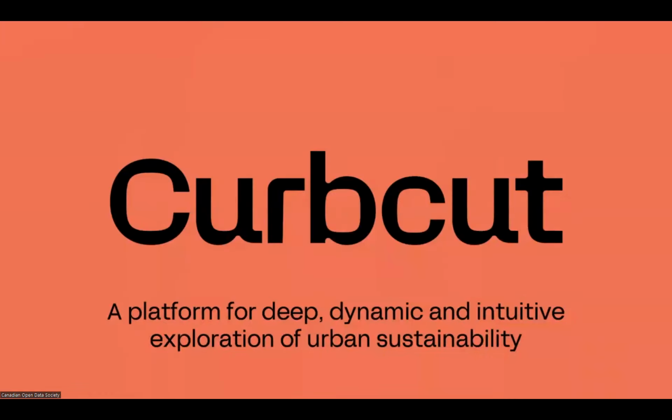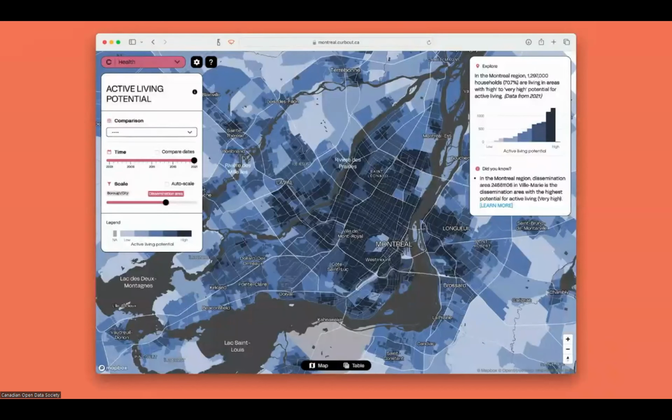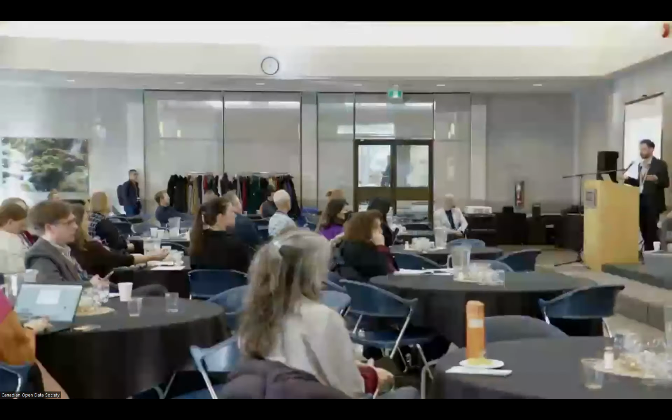And this is what Curbcut is. As I said before, it's a platform for deep, dynamic, and intuitive exploration of urban sustainability. And again, one more preview before we take you through the tool itself. Here we've got a page looking at the distribution of active living potential in the Montreal region. So this is the extent to which the built environment supports active lifestyles. And on the left, you can choose all sorts of ways. You can tweak how you want to see this data or compare it with other things.